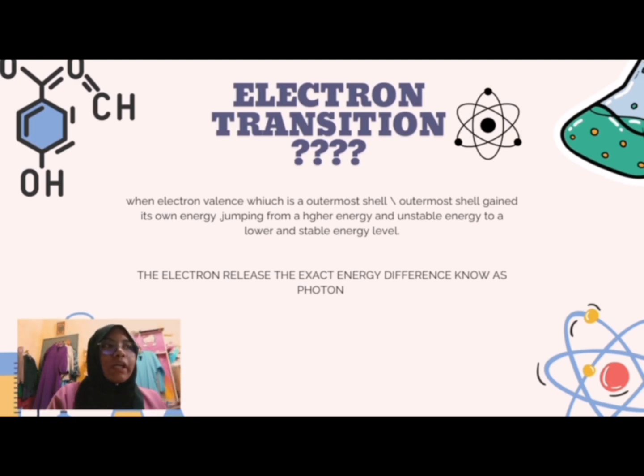So we often get asked what electron transition actually is. Electron transition is basically when a valence electron, or its outermost shell electron, or any electron gains energy and jumps to a higher, unstable energy level, and then falls from the higher unstable energy to a lower, more stable energy level, so that the electron releases the exact energy difference, which we know as photon energy.